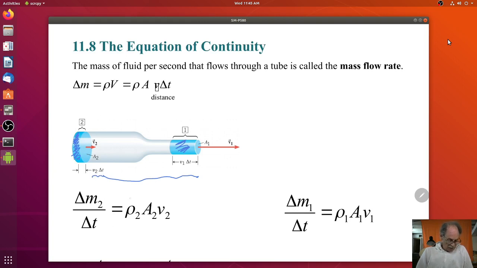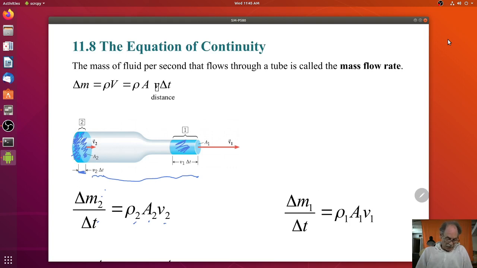And the volume of the fluid that flows in is this cross-sectional area here times this width, or length in this case. And the density times the volume is equal to the mass. So, plugging all that stuff in, the amount of mass per second that's flowing into this tube is given by the density times the velocity times the area.